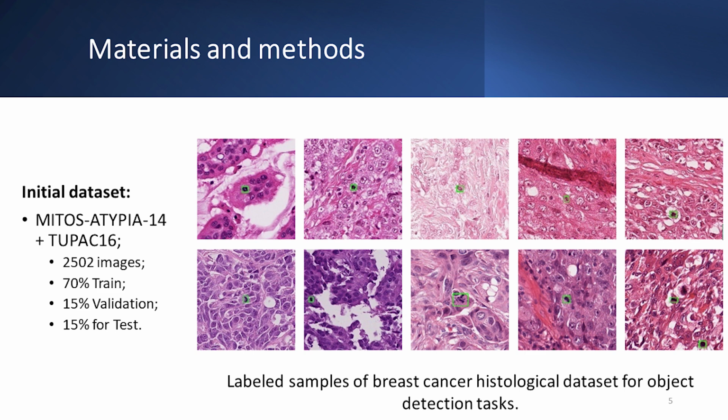Images on the right are dataset samples of breast cancer histological images. Mitosis Atypia 14 on the top and TUPAC16 on the bottom. The green rectangles are the annotated mitoses.